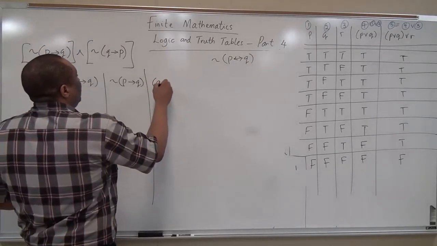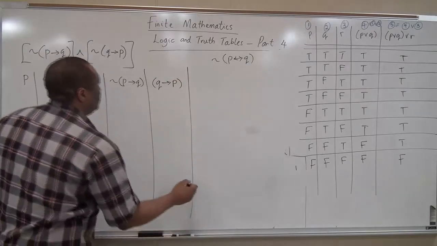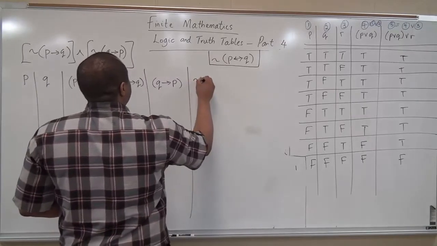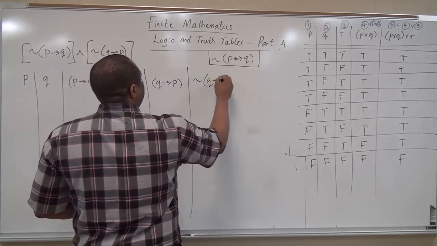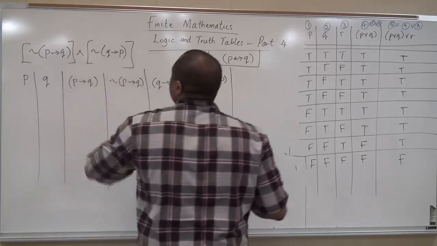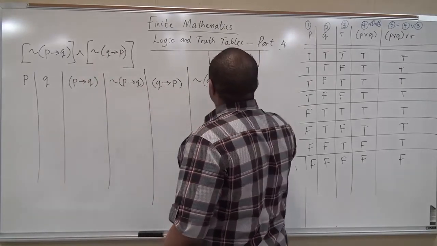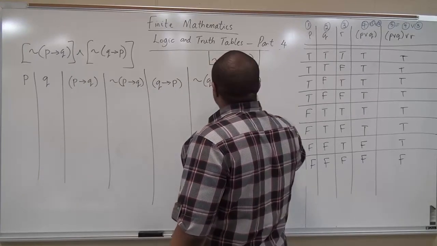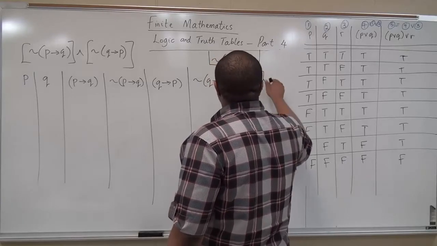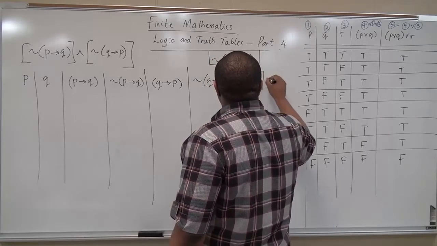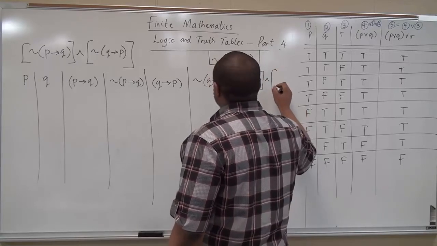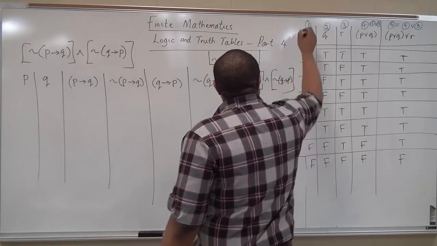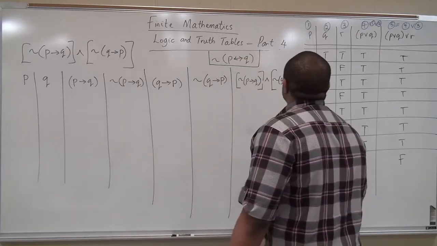We have a Q implies P. Then negation of Q implies P. Then we now have negation of P implies Q and negation of Q implies P. You just have to do it step by step.